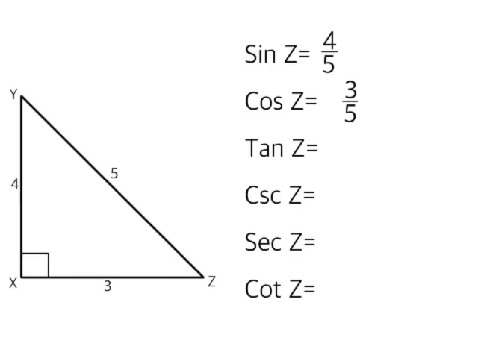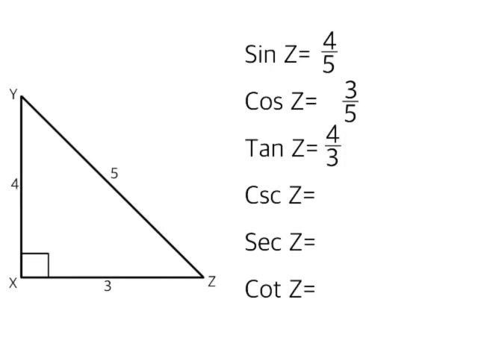Now we have to find the tangent of angle z. Tangent is the ratio of the opposite divided by the adjacent side of an angle. 4 is the opposite side of angle z, and 3 is the adjacent side. So the tangent of angle z is 4 over 3.